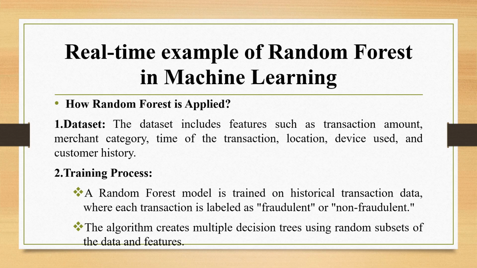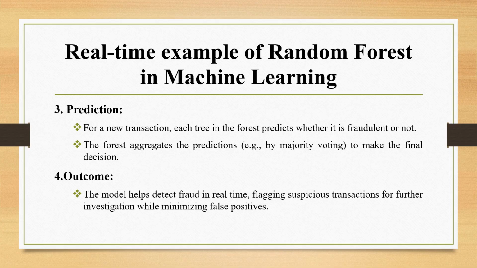Next one is the training phase. A random forest model is trained on historical transaction data where each transaction is labeled as fraudulent or non-fraudulent. The algorithm creates multiple decision trees using random subsets of the data and features. Next step is the prediction. For a new transaction, each tree in the forest predicts whether it is fraudulent or not. The forest aggregates the predictions, that is majority voting, to make the final decision.